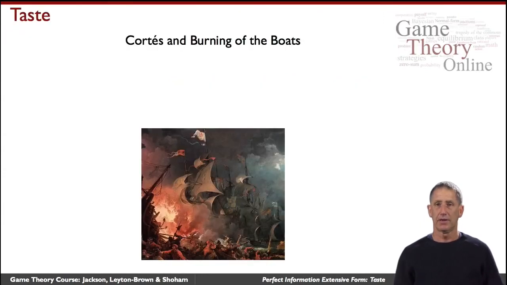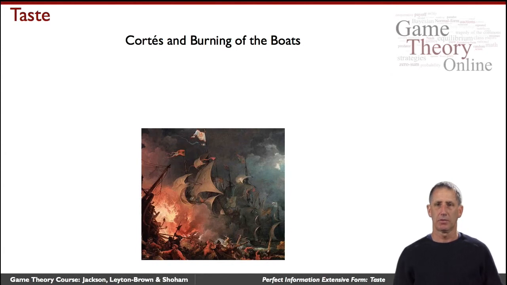So the year was 1519, and Hernán Cortés, Spaniard, was leading a flotilla of 11 boats and about 600 men about to invade a continent later to be known as America. They were vastly outnumbered and were well aware of the heavy odds they were facing. And as is famously known, as they landed, Cortés ordered that all the boats be burnt.